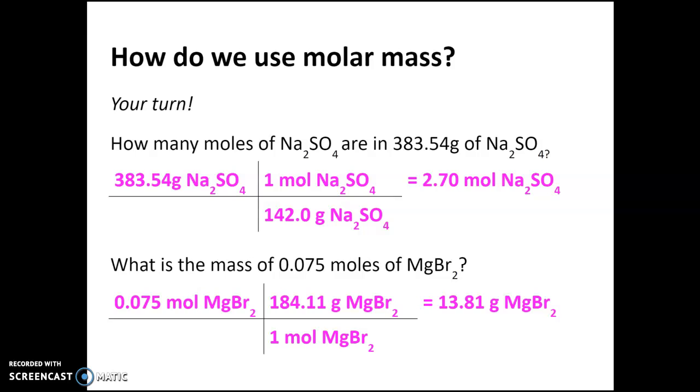Next problem says, what is the mass of 0.075 moles of magnesium bromide? So I'll start with my given, which is 0.075 moles of magnesium bromide. I want my moles to cancel out. So when I calculate my molar mass, I'm going to put the grams on top and the 1 mole on the bottom. Magnesium plus 2 bromines gives me 184.11 grams per mole. So I plug in that conversion factor. When I math it out, I get 13.81 grams of magnesium bromide.